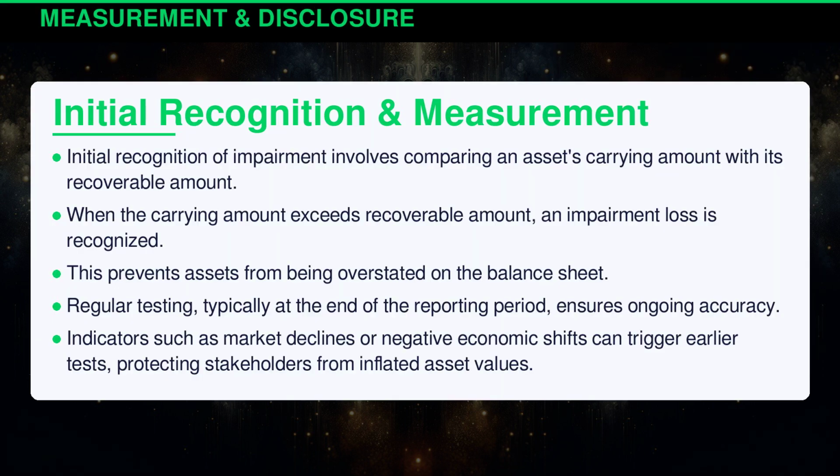Initial recognition of impairment involves comparing an asset's carrying amount with its recoverable amount. When the carrying amount exceeds recoverable amount, an impairment loss is recognized. This prevents assets from being overstated on the balance sheet. Regular testing, typically at the end of the reporting period, ensures ongoing accuracy. Indicators such as market declines or negative economic shifts can trigger earlier tests, protecting stakeholders from inflated asset values.